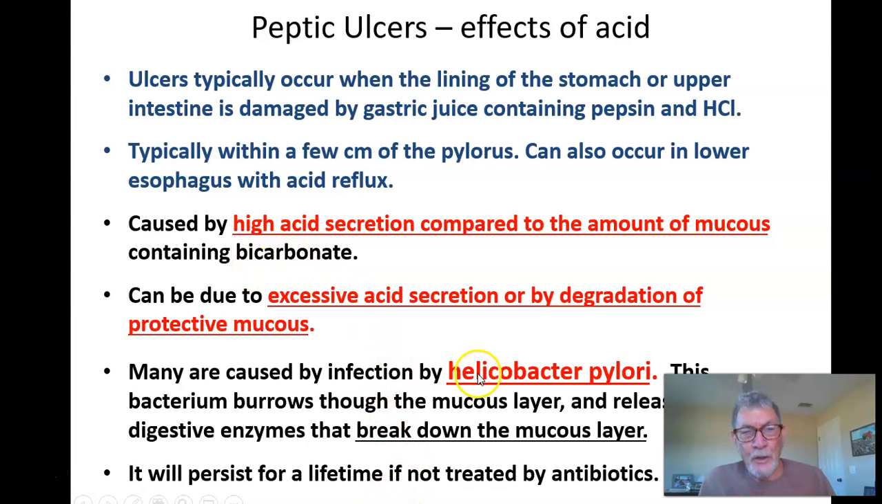And the other one is Helicobacter pylori, H. pylori, which is a bacterium. And this is living in you all the time. It's one of your normal gut bacteria. But if you have too much of it, it eats the mucus. And if it eats too much of the mucus, the layer gets so thin that you start developing stomach ulcers.